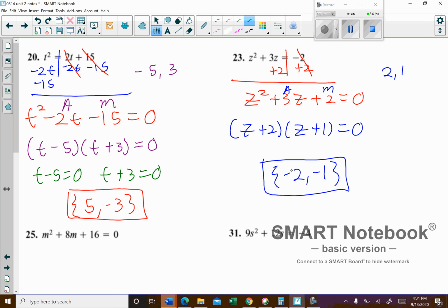And also, just to make sure we understand the concept, if I plug it back in here, if I plug in either one of these, it will equal negative 2. If I square it and then plus 3 times z, whatever I plug in, whichever one, it will equal negative 2. If you don't believe me, go ahead and do it. So that's kind of where the factoring comes in, because think about what they're asking. Some value squared plus 3 times that same value equals negative 2.